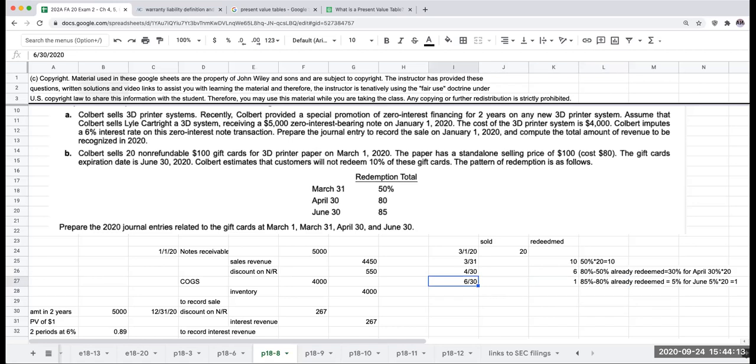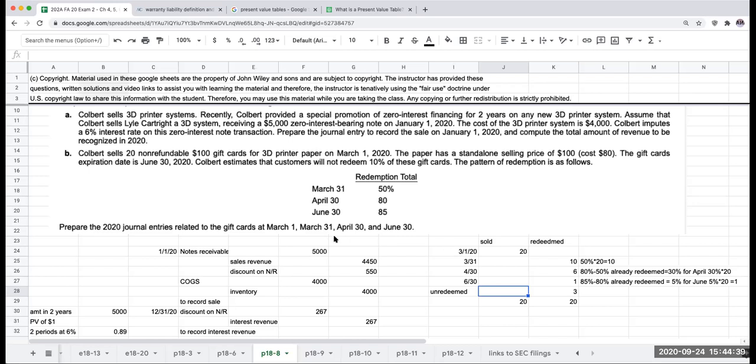Okay. So my amount of unredeemed gift cards is going to be 3. Why is that? Well, I sold 20. Here I have these various redemptions totaling 17. So unredeemed was 3. And this is important because your book solution's wrong.